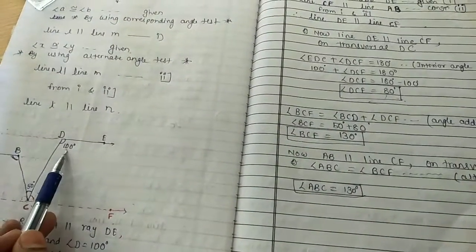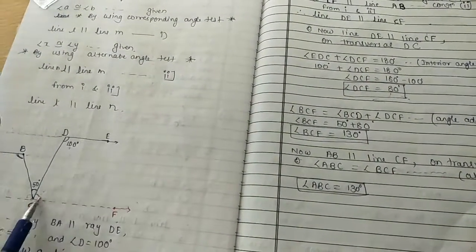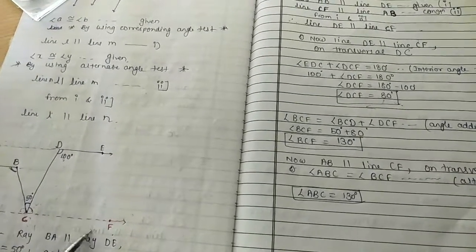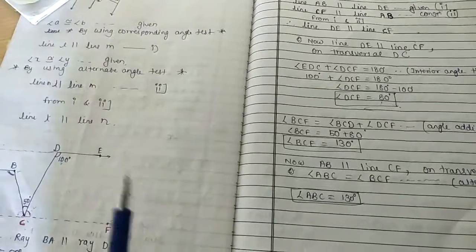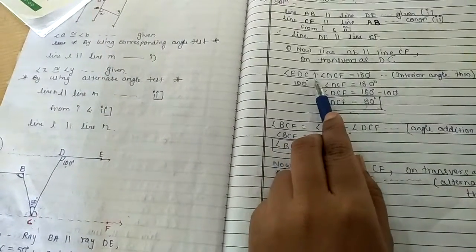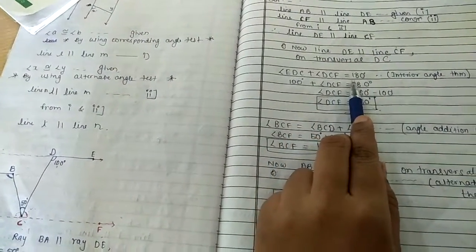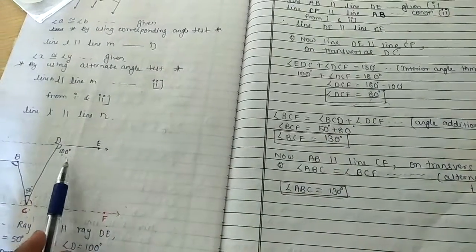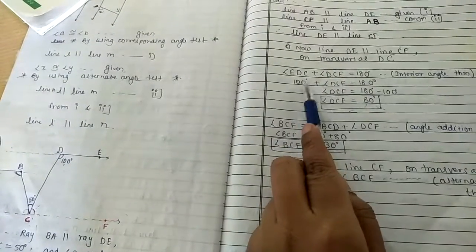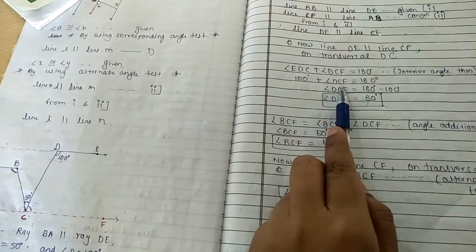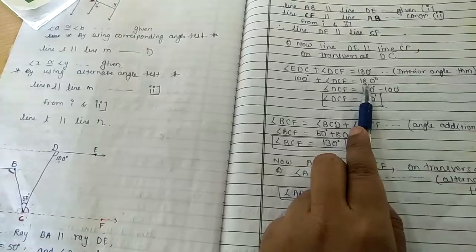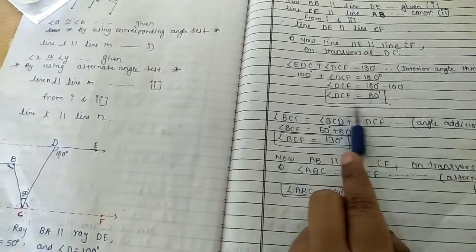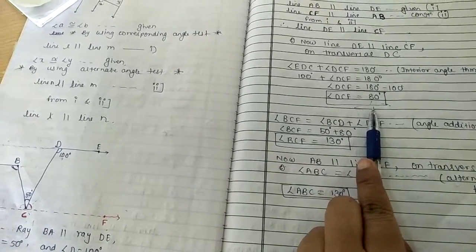So this 100-degree angle is which one? See, angle EDC. And this angle, you can say DCF, you can say FCD also. Therefore we say that angle EDC plus angle DCF is equal to what? 180. And here we gave the reason: interior angles. EDC measurement is 100 degrees, so we write 100 degrees plus DCF. We have to find DCF, equal to 180 as it is. So DCF is equal to 180 minus 100 degrees, and we get 80 degrees.